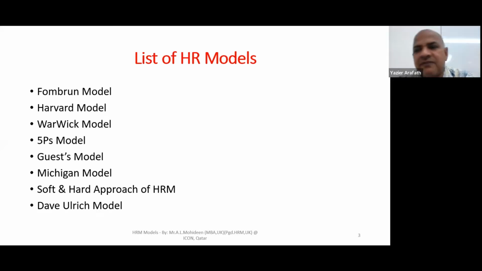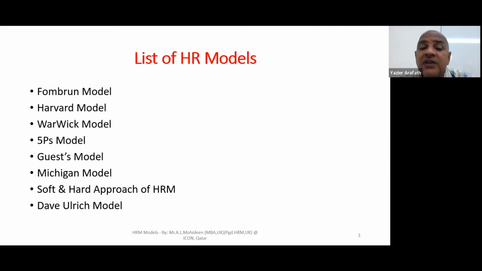These are the models we have: HRM model, Harvard model, Warwick model, 5-P model, Guest model, Michigan model, soft and hard approach model, Dave Ulrich model. You may not have all these models. Some models you need, basically the soft and hard approach, the Michigan model and the 5-P model. Anyway, I put all the models here, and we will discuss them one by one.